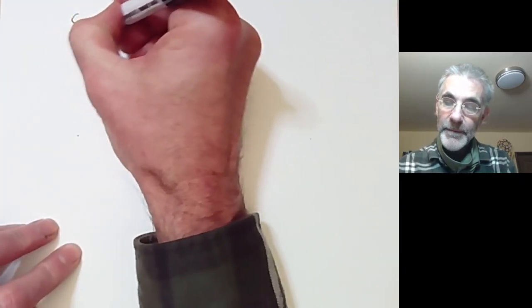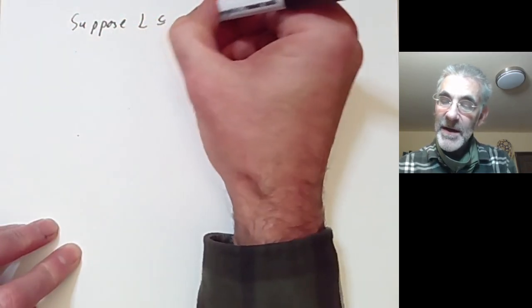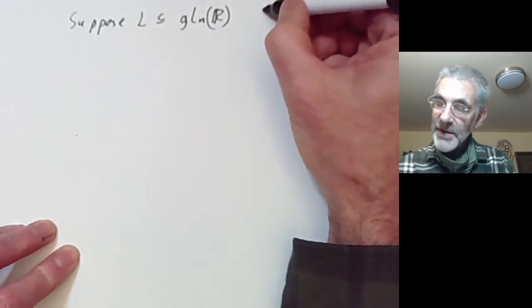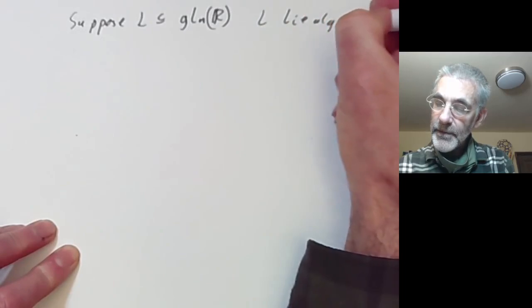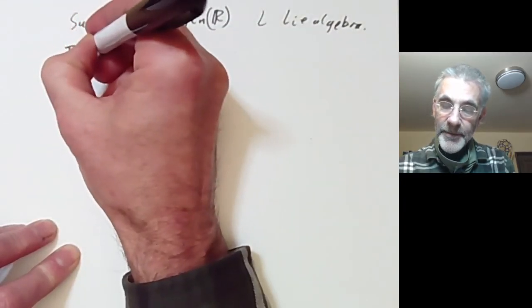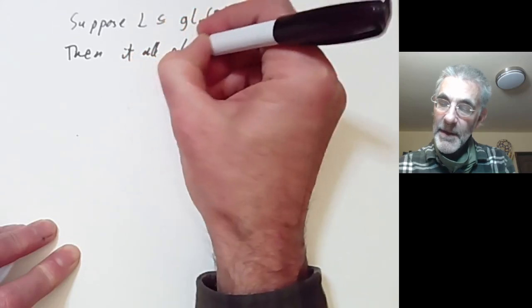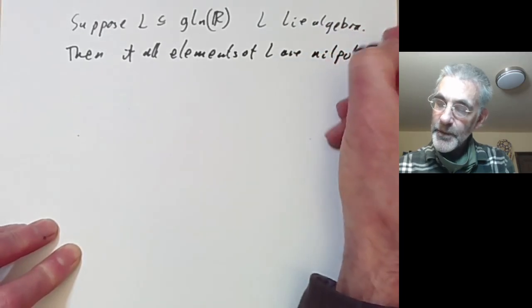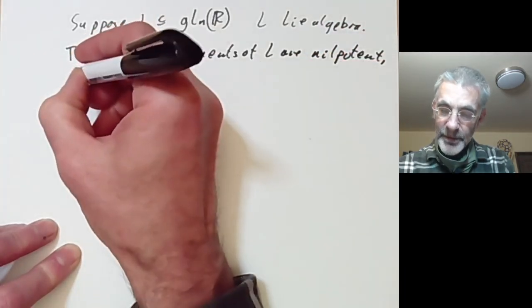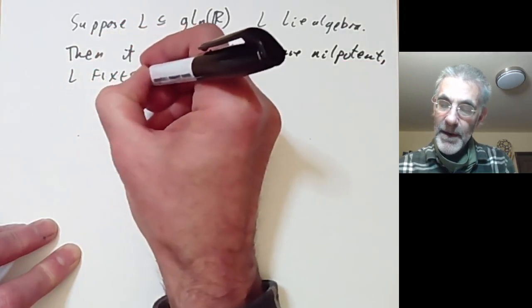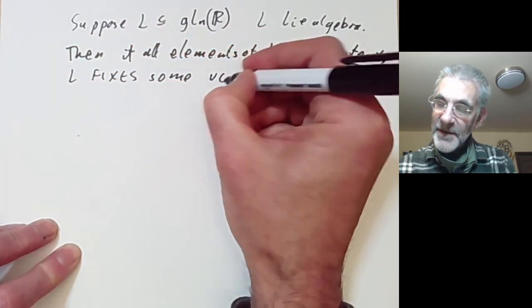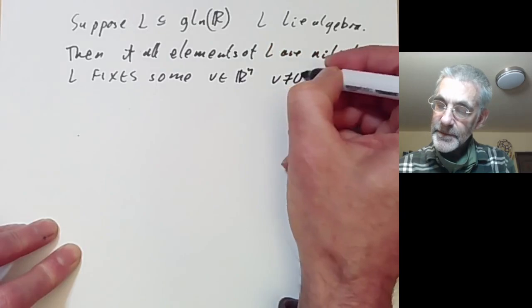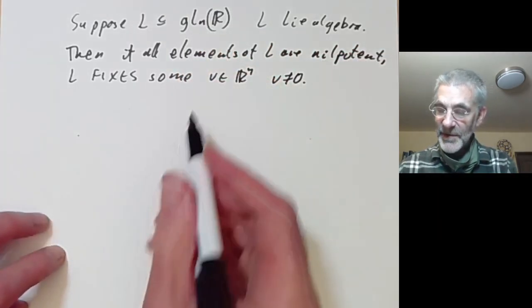Suppose we have a Lie algebra L contained in the Lie algebra of n by n matrices. Then, if all elements of L are nilpotent, L fixes some non-zero vector v of R^n. This is assuming n is greater than zero, of course.